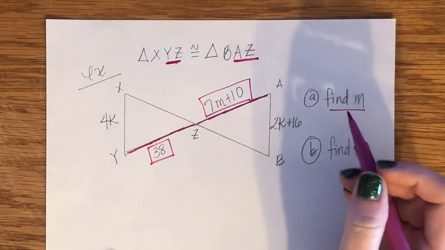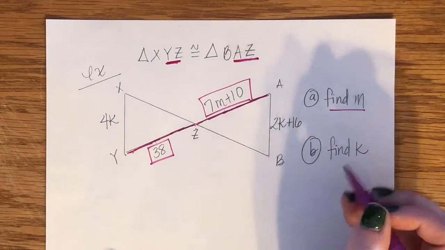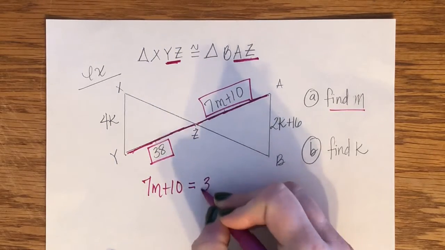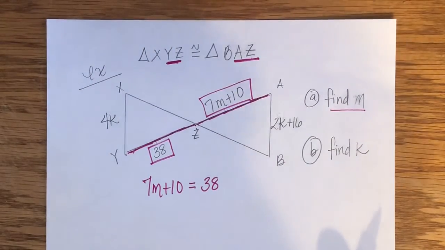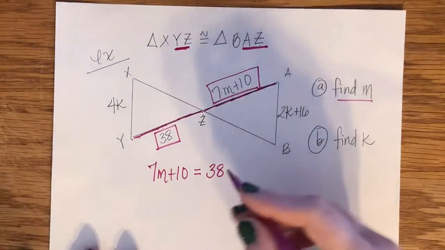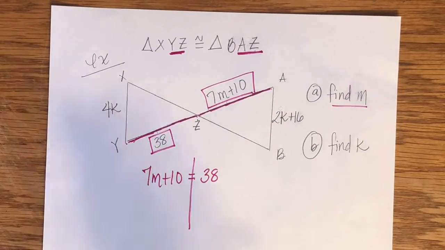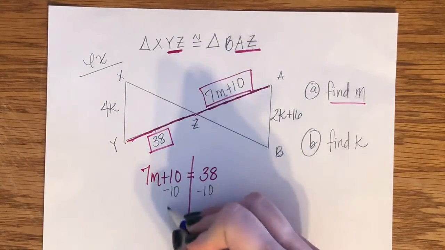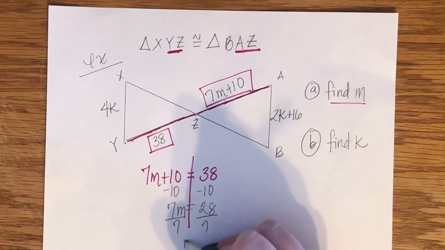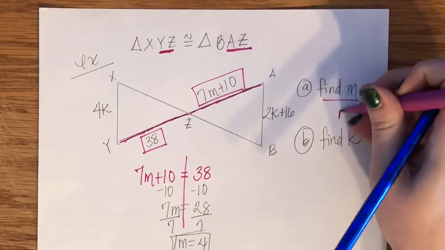So what this is saying is, because the triangles are congruent, their corresponding sides are also congruent. So that means I'm allowed to say 7m plus 10 equals 38, because remember, congruent is the word that we use when we're describing that 2 shapes are the same size, but once we start using numbers, then we're going to say they're equal to each other. So now we're just going to solve the equation just like we normally would. I'm going to subtract 10 from both sides, and I get 7m equals 28. Divide by 7, and I get m equals 4. So that's it for part A, m equals 4.